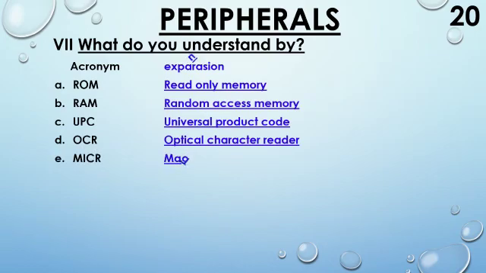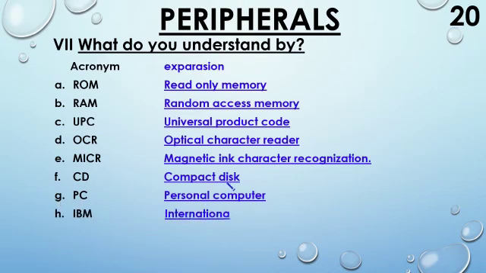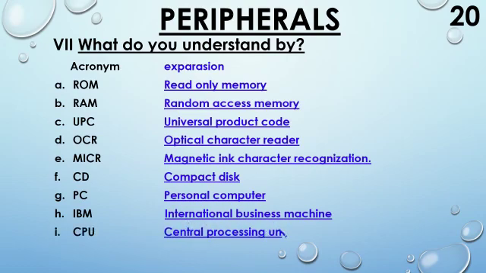E. MICR, magnetic ink character recognition. F. CD, compact disc. G. PC, personal computer. H. IBM stands for International Business Machines. I. CPU, central processing unit. And J. ALU, arithmetic and logic unit.